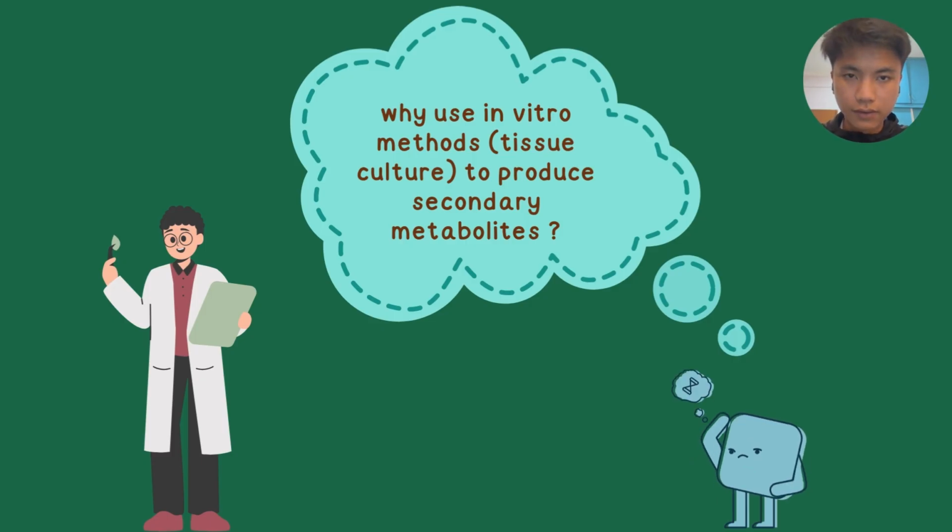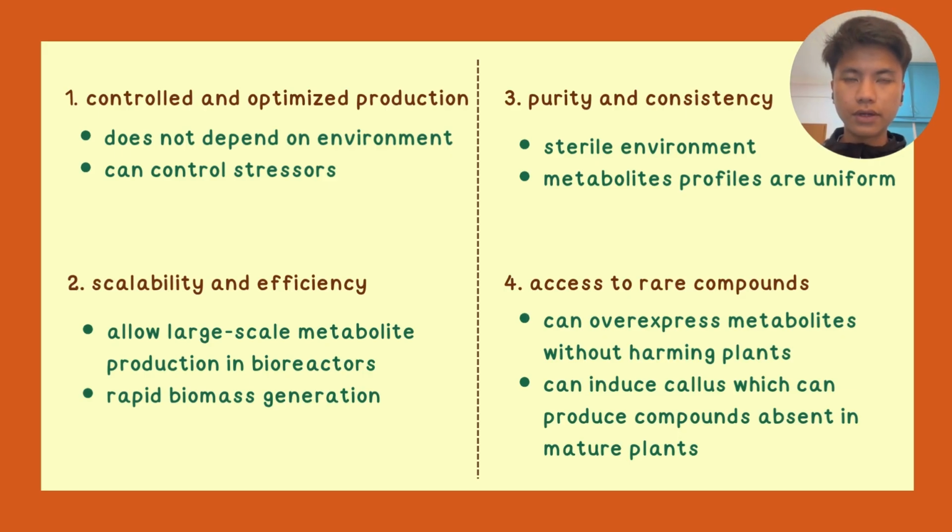So what are the reasons why we choose in vitro methods? So the first reason is control and optimize production. In vitro systems eliminate any environment variability, so this offers environmental independence, and it also allows stresses such as light and temperature to be controlled optimally.